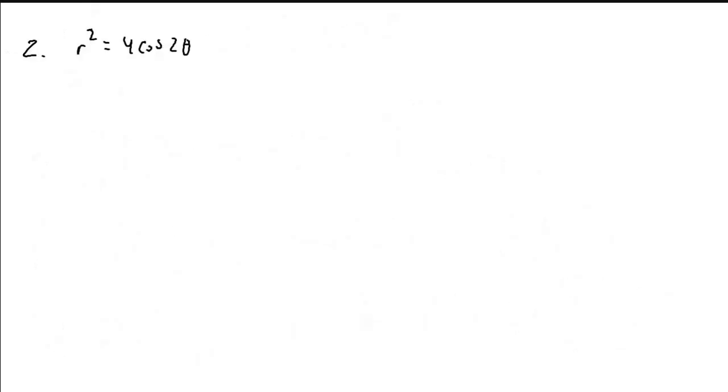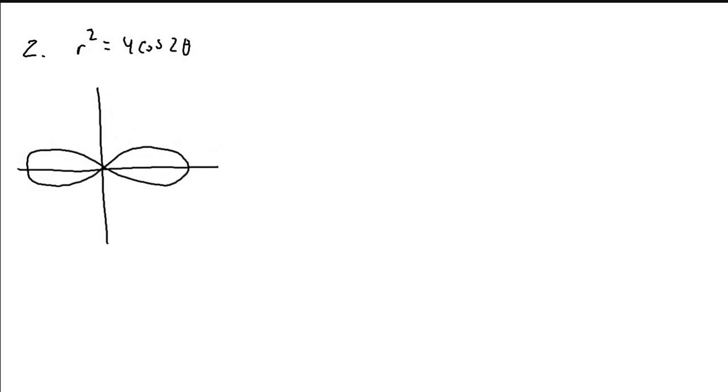So now for number 2, we have r squared equals 4 cosine of 2 theta. Now if I were to graph this polar curve here, we would get something close to an infinity sign. And when you graph this, you basically get an infinity sign.